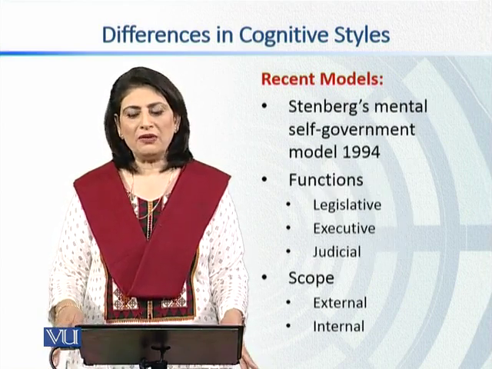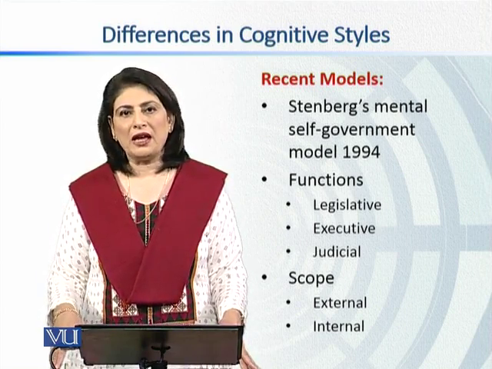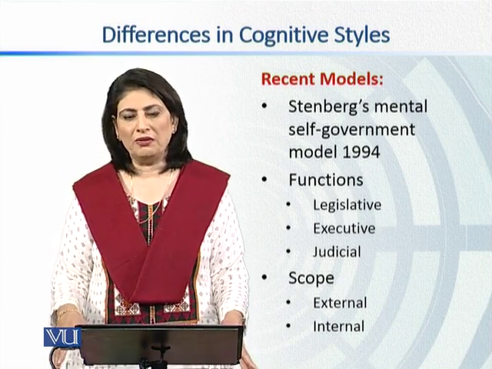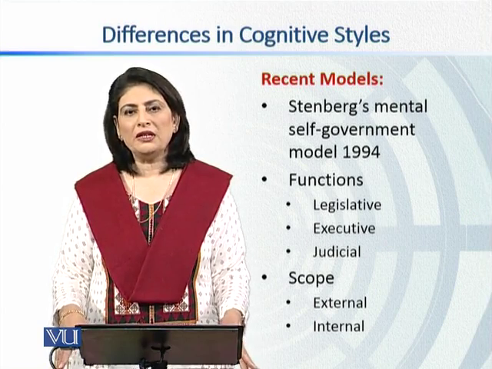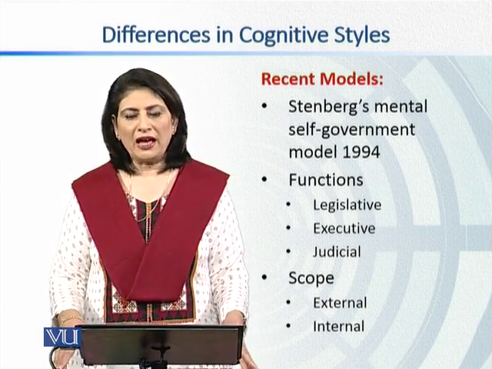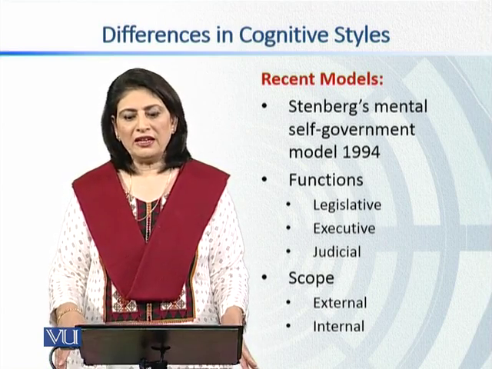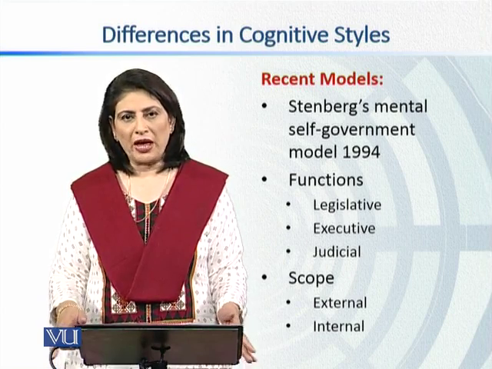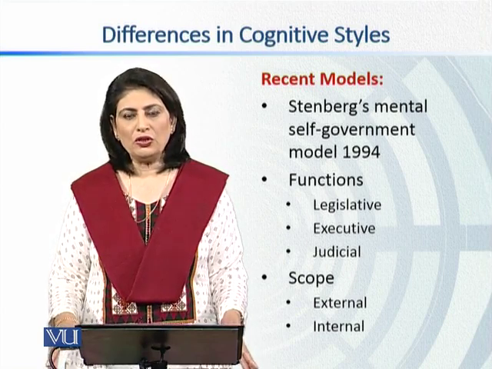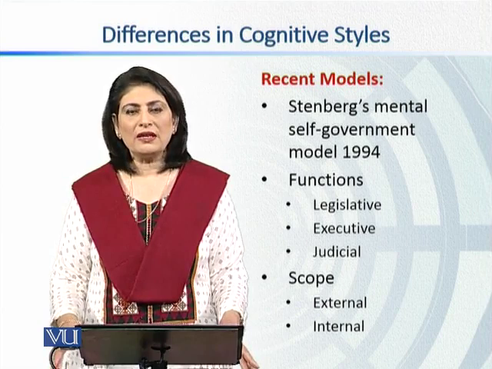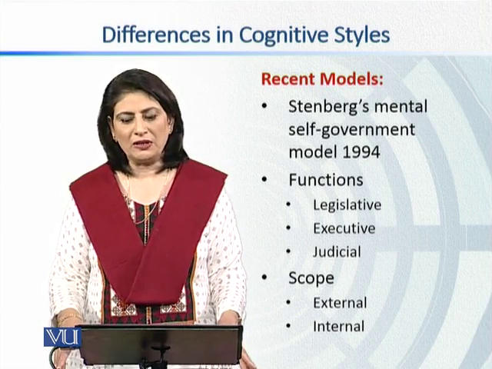And then more recently, we have Sternberg's mental self-government model, which he presented in 1994, and he also improvised on it. What this model talks about is that when learners are learning a language, it has different functions, scope, and also forms. That is, there is a legislative function: we plan how to learn a language. An executive function, where we actually execute actions. Judicial functions, that is, we evaluate how well or how badly we are doing in second language learning.